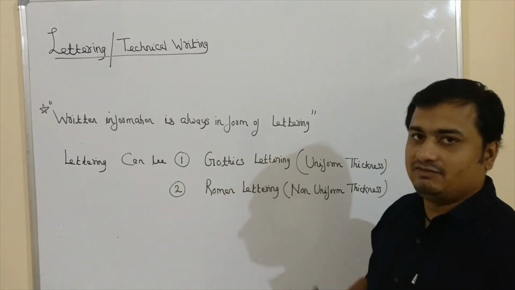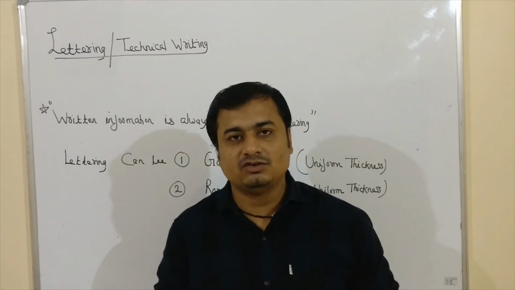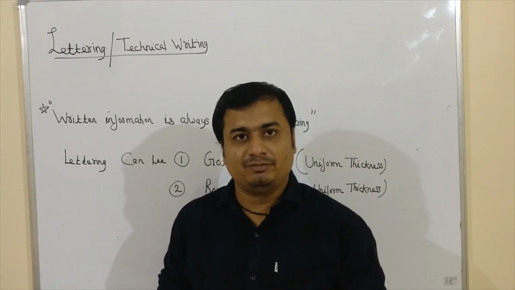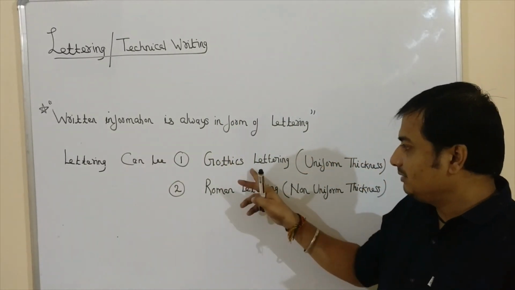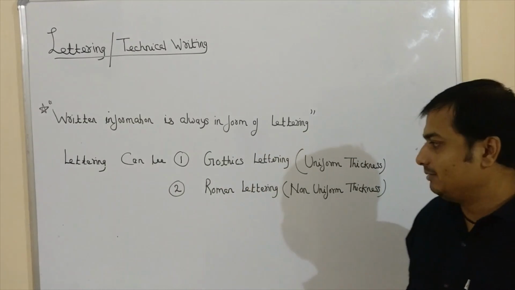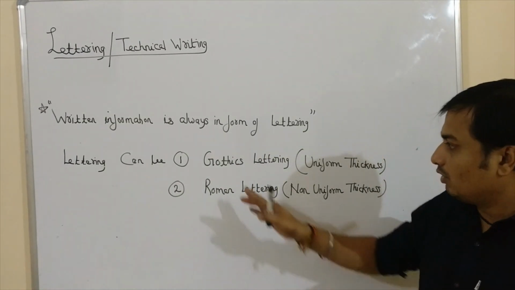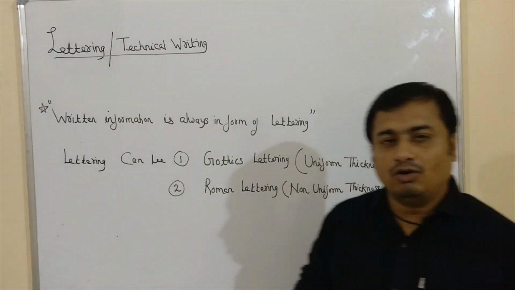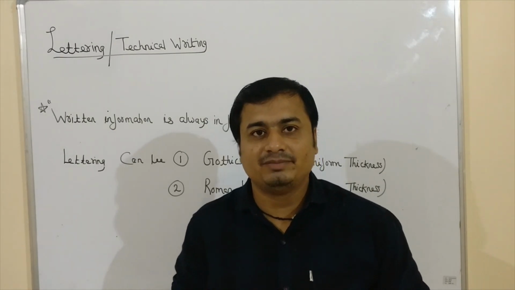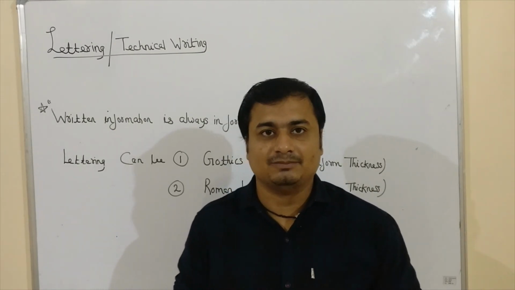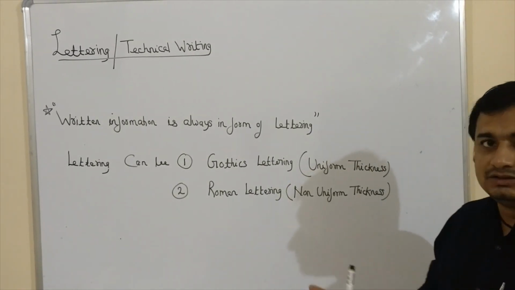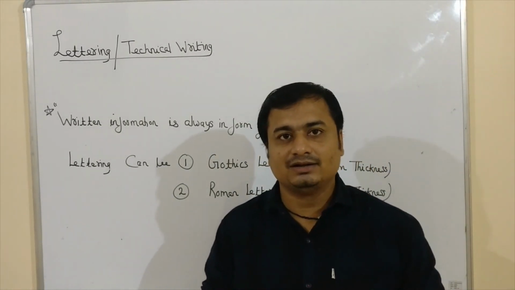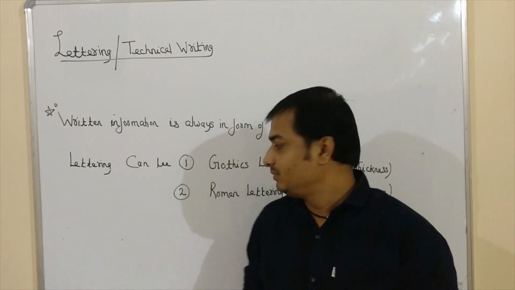So in this part we are going to see some standards which will be helpful to write the alphabets in our sheet. Letters can be of Gothic lettering or of Roman lettering. Gothic means the thickness of all the alphabets should be constant, that should be the same. That will be the Gothic type lettering. But in case of Roman lettering, the thickness will vary from letter to letter.